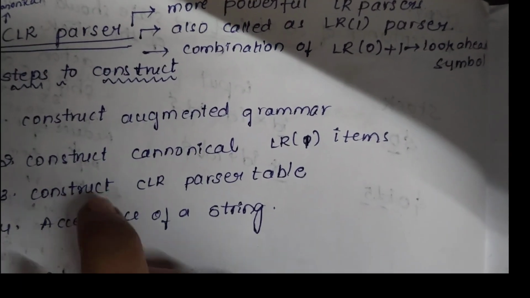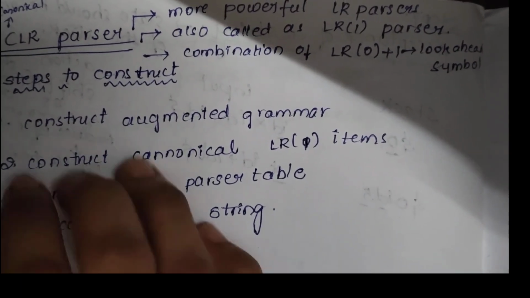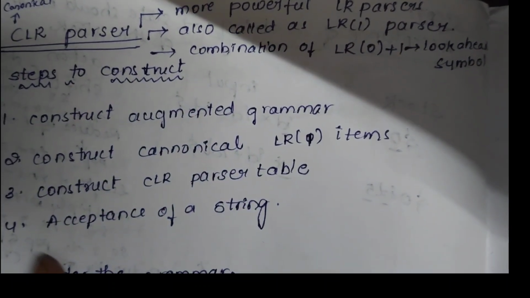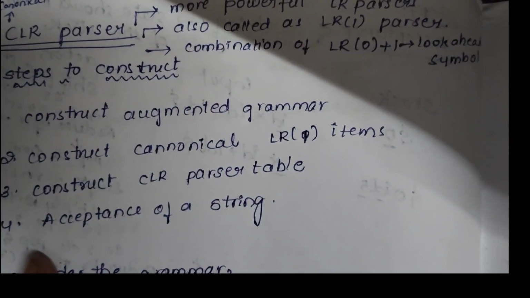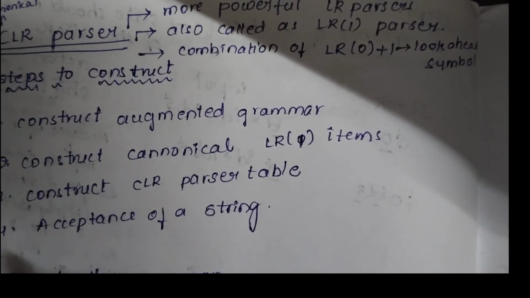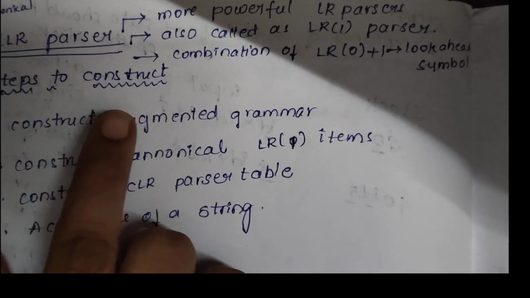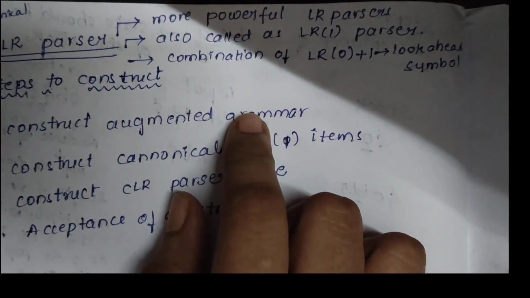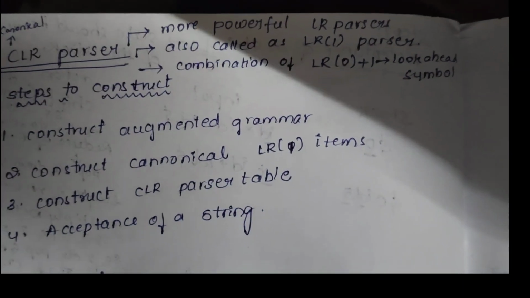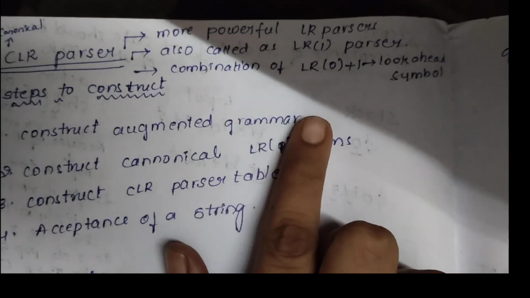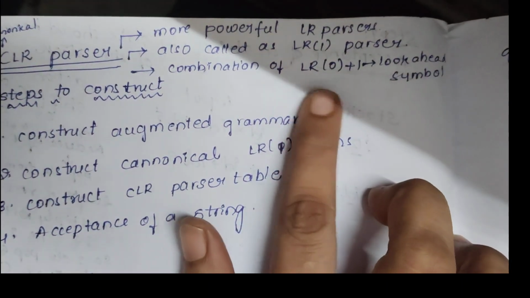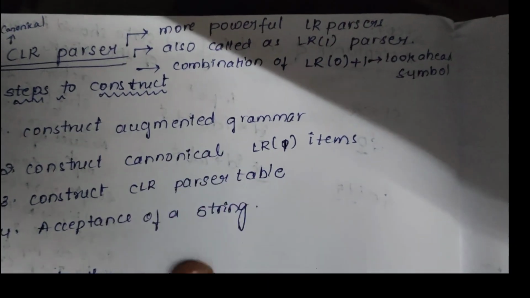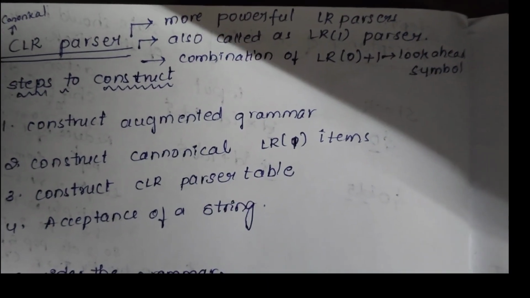In the exam paper you can get a question like: construct CLR parser for the following grammar, or construct LR(1) for this grammar. The CLR parser is also known as the more powerful LR parser, also called the LR(1) parser. It is LR(0) plus 1, which means we construct LR(0) items plus a look ahead symbol.